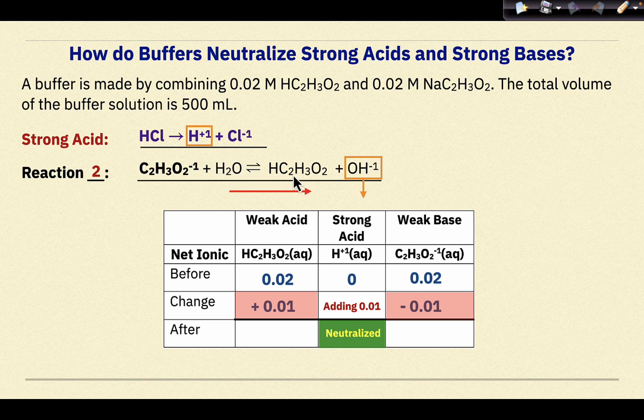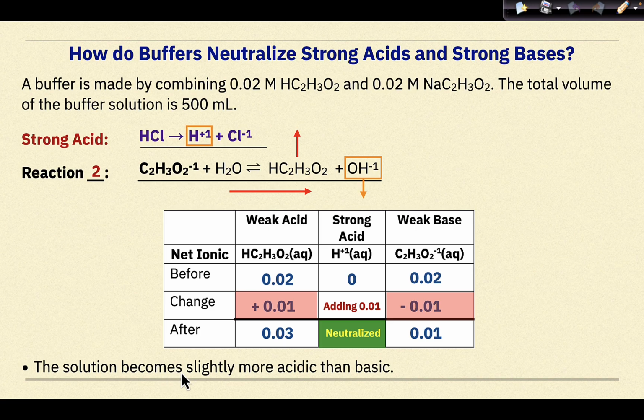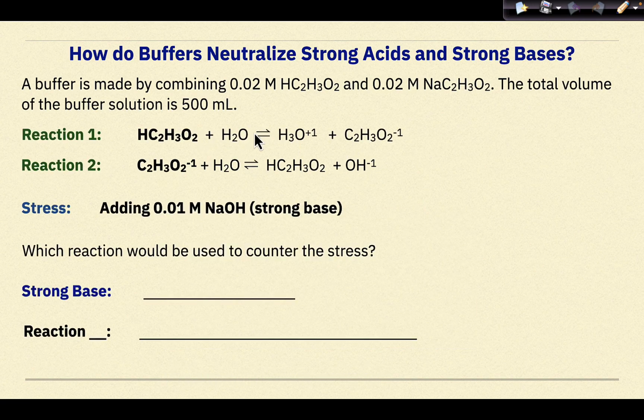More weak base reacts with water to form more hydroxide ions until all of the hydrogen ions are neutralized. As a result of products being formed, the amount of acetic acid increases. This can be seen in the after section of the table, where the amount of weak base is decreased and the amount of weak acid produced is increased. As a result, the solution becomes slightly more acidic than basic. Let's look at another example.